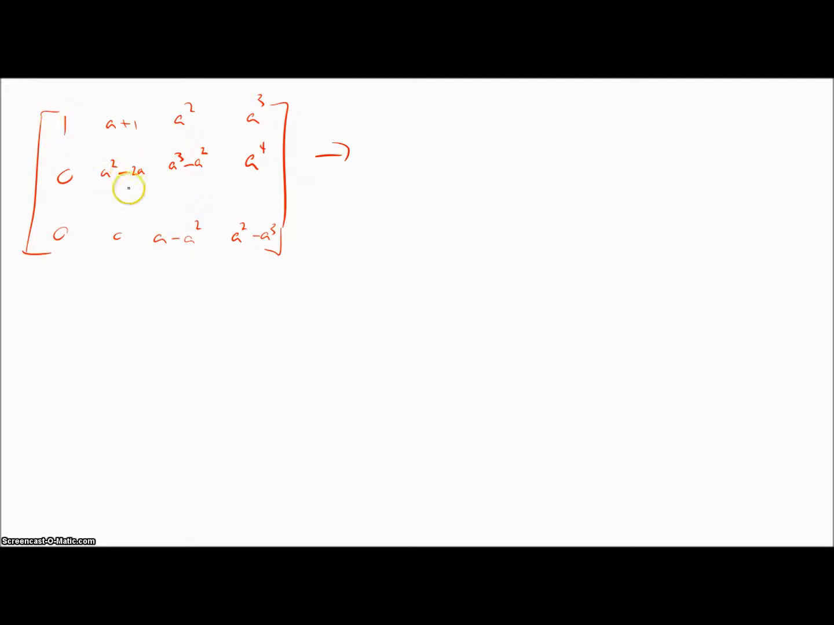I want to pivot off of this point, which means I need a 0 below it, a 0 above it, and I need this to be 1. And what I have to do first is make this 1. So I'm going to take R2 and multiply it by 1 over a squared minus 2a. And that's going to give me a 1 right there in that spot.